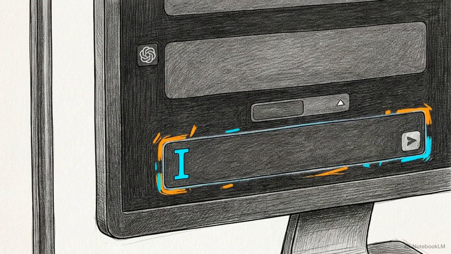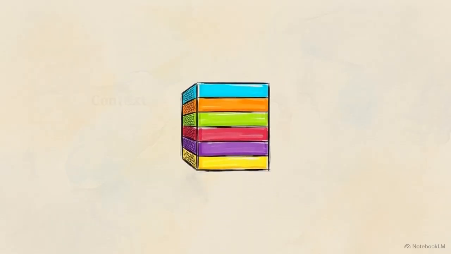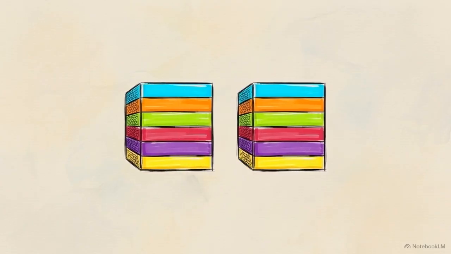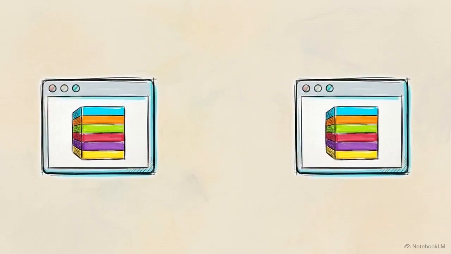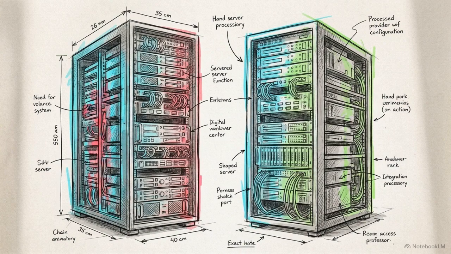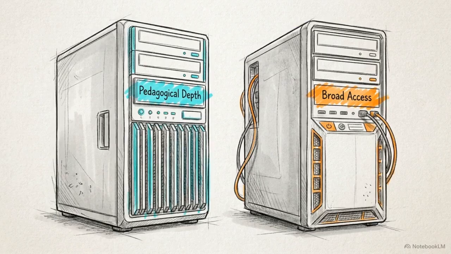Step 3 is AI-powered search. To guide the AI, we use a highly structured 6-element prompt that defines your context, role, task, constraints, format, and examples. We will run this prompt through a cross-tool comparison method. You must use 2 distinct AI tools because they possess different training biases. For instance, Claude typically provides deep pedagogical justifications, while Gemini excels at locating broadly accessible web links.